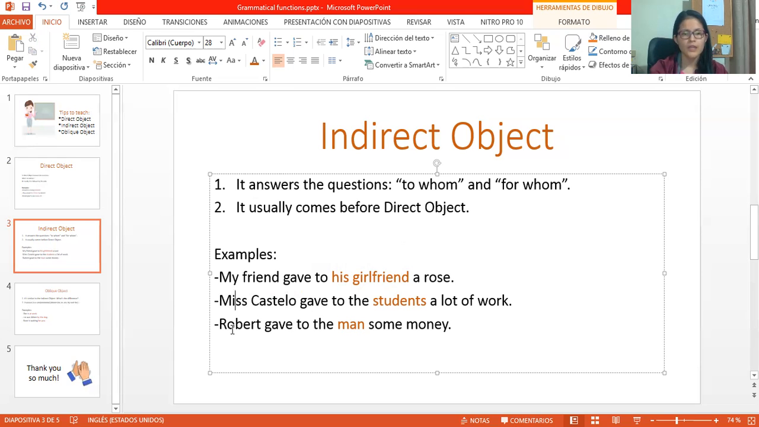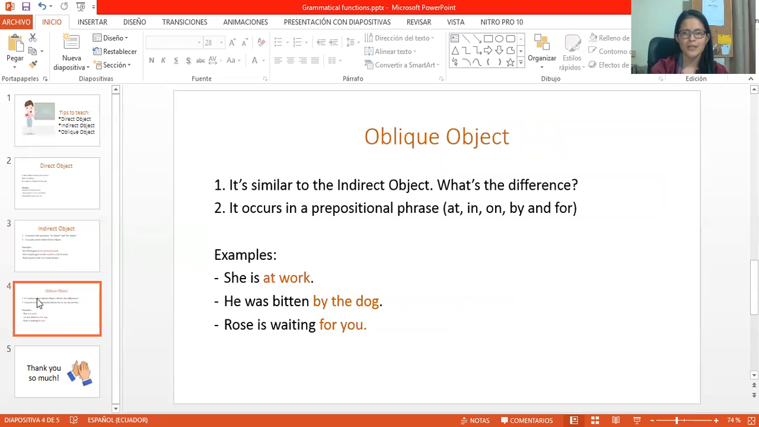And finally, Robert gave to the men some money. What's the subject? Robert. What's the verb? Gave. And what's the indirect object? Robert gave to whom? The answer is to the men. So this is the indirect object. Easy, really? And finally, we're going to talk about the oblique object.